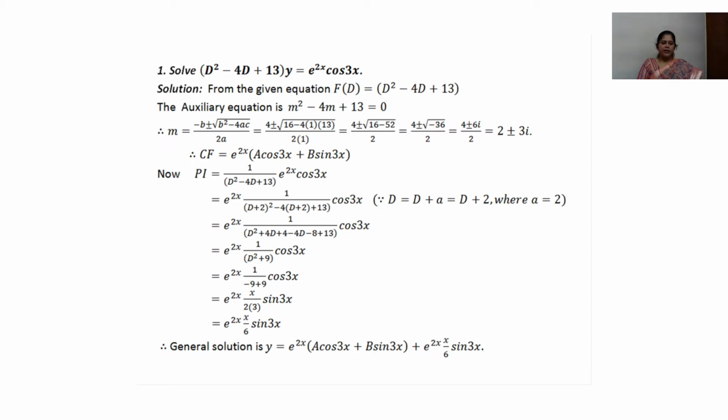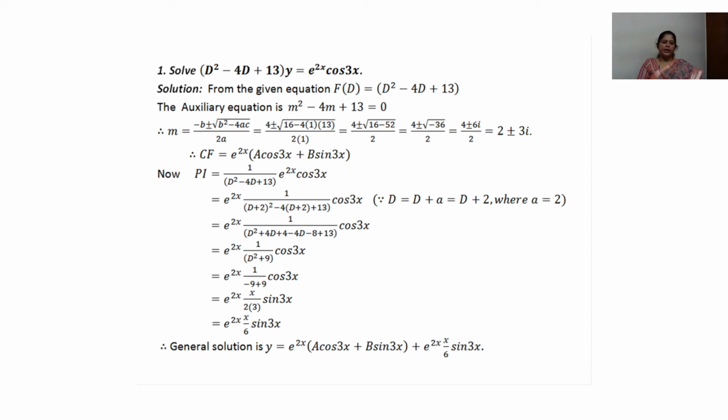Now if you expand that and simplify, we'll get the particular integral equal to e^(2x) times 1/(D² + 9) cos 3x. Now we have to simplify with the cos ax form. For cos ax, we know we have to replace D² by −a², that is −9 here. So D² = −9. We substitute in the denominator now. So e^(2x) times 1/(−9 + 9) cos 3x.